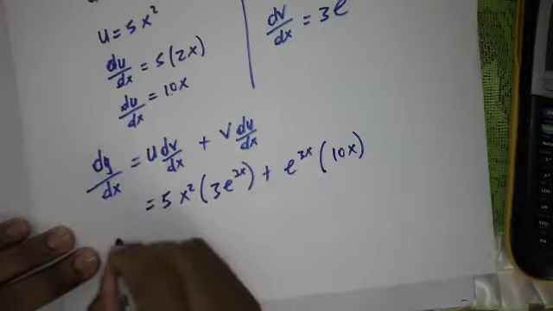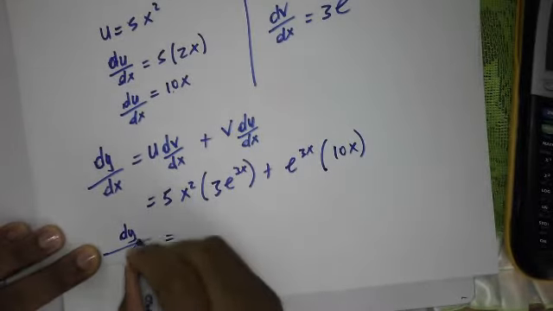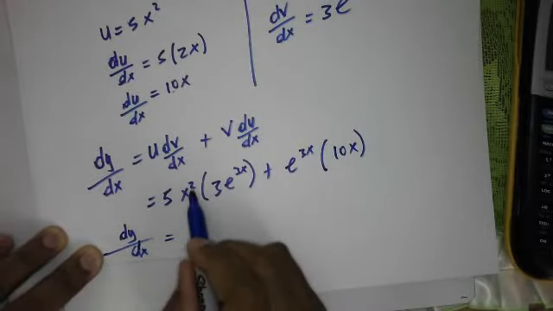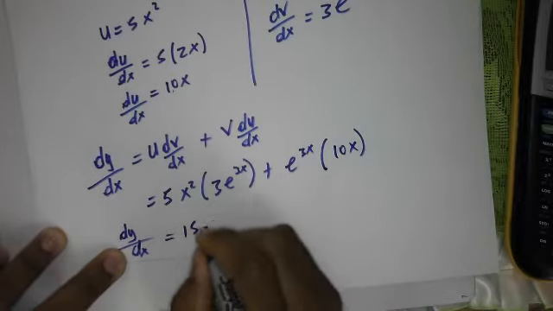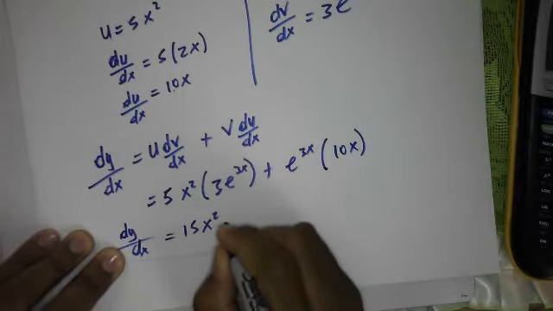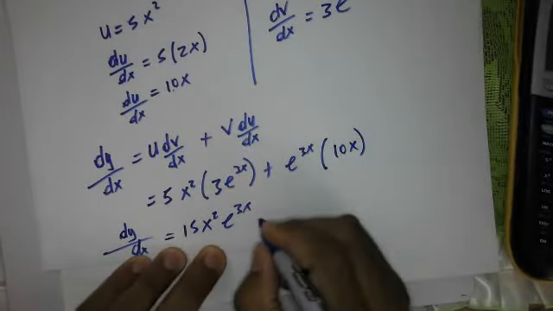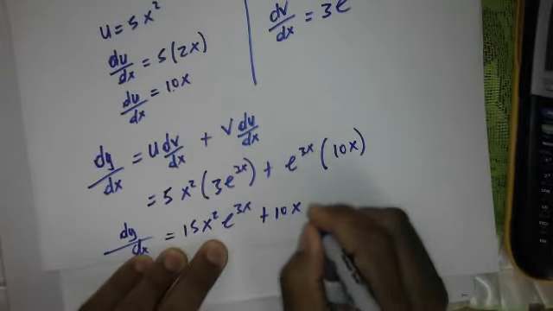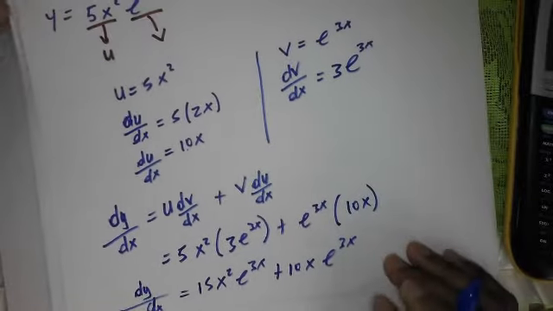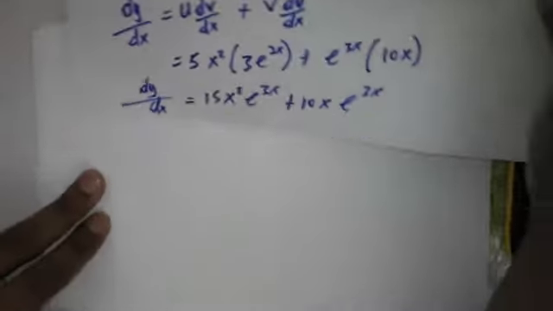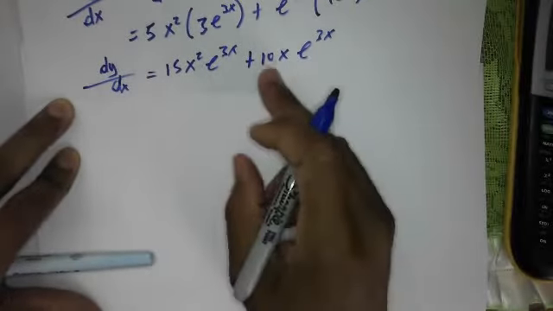So dy by dx is equal to 5x squared times 3e to the 3x. That would give us 15x squared e to the 3x. And 10x times e to the 3x, that is just plus 10x e to the 3x. Okay, this is your final answer here. But oftentimes they tend to simplify it, meaning they factor the thing that is common to all the terms.